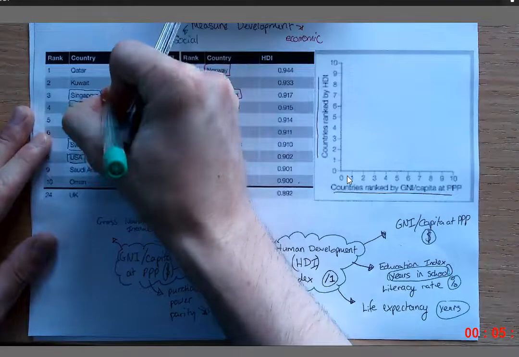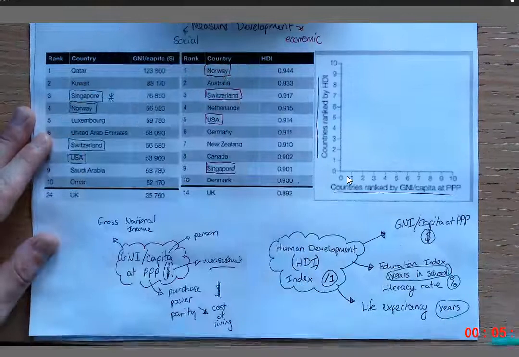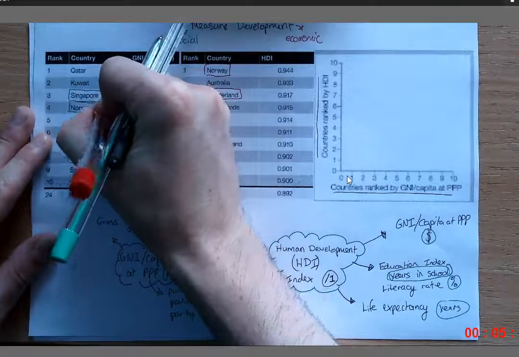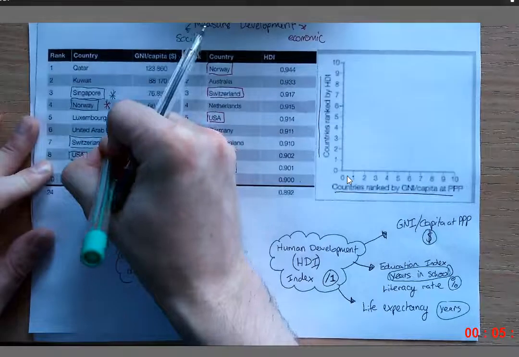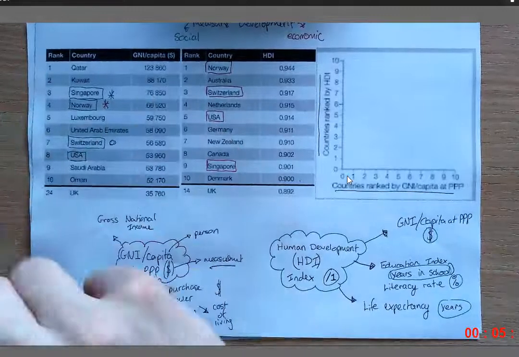We're going to give them a key. So we're going to do a green star for Singapore, a red star for Norway. We're going to do a green circle for Switzerland, and we're going to do a red circle for the USA.